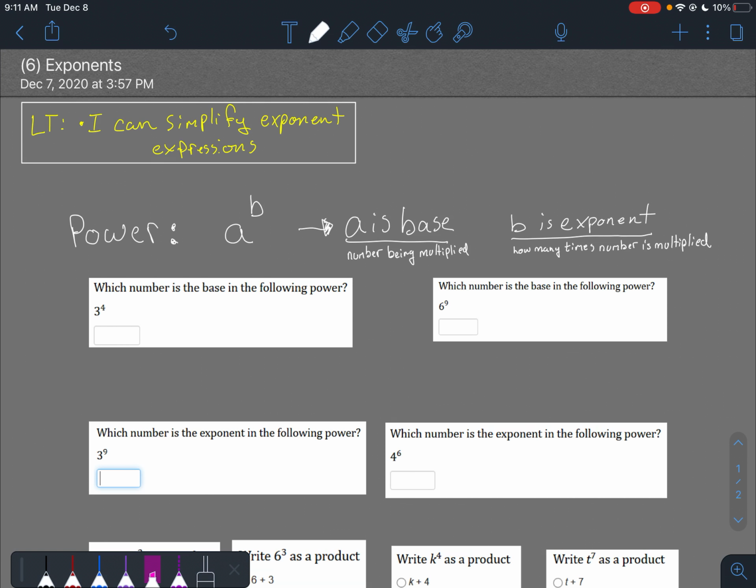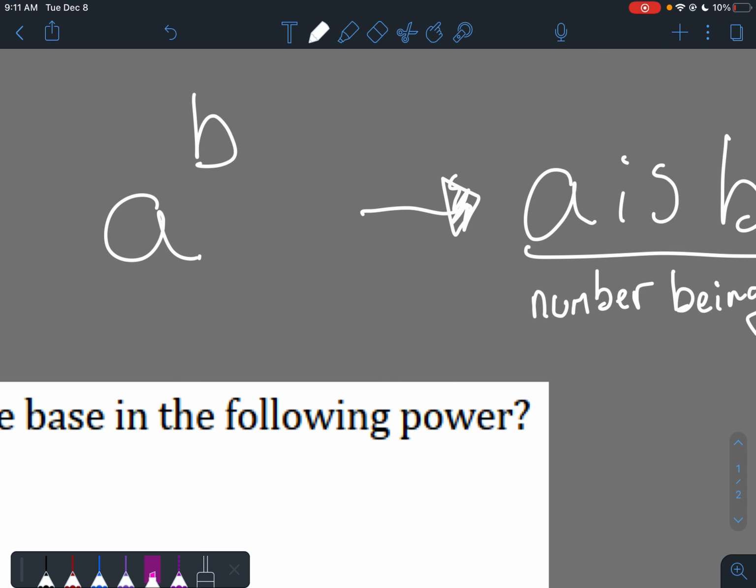We're talking about exponents. So the learning target for today: I can simplify exponent expressions. In order to do this, we need to learn a few things about exponents. Well, a power looks like this, a to the b. So there's a couple components here.